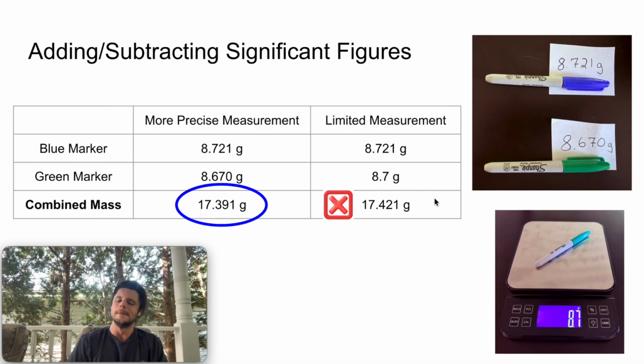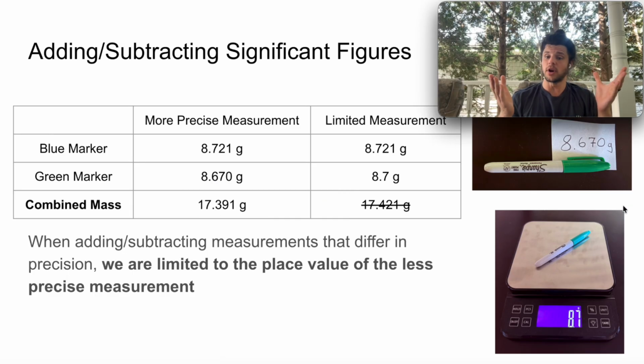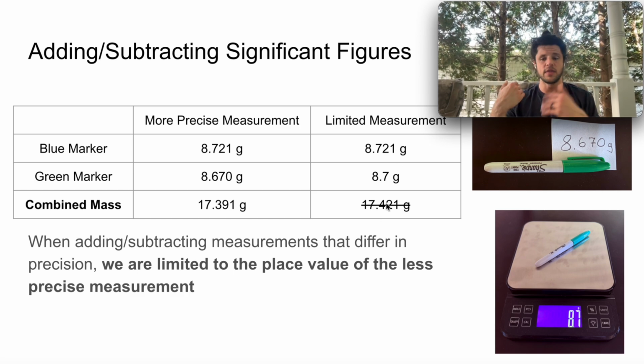However, this one over here, we got something funky going on with, because it doesn't match up with the one that we know is more precise. So let's think about what we're going to do here. We know that our two more precise measurements will get us a precise sum of those two measurements. However, our more limited measurement on the right, combined with our more precise measurement for the blue marker, gets a different number. So we're going to throw that number out.